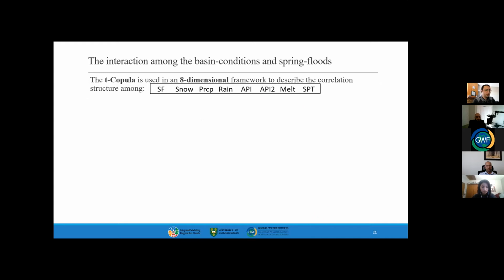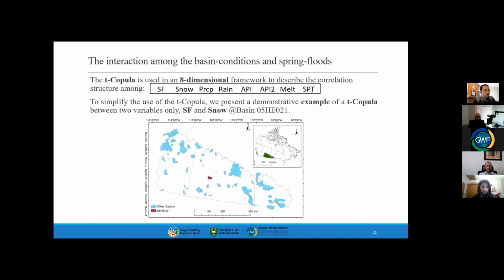And to simplify that, I'm going to show you only a demonstrative example of the T copula describing the correlation structure between the spring flood and the snow only at that basin highlighted in the middle of the prairies. And the area of that basin is approximately 860 square kilometers, and it's located at about 150 kilometers south-southwest of Saskatoon, and it contributes to the South Saskatchewan River.